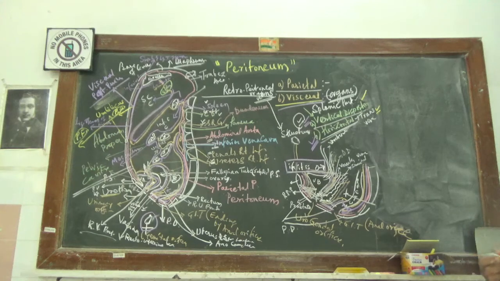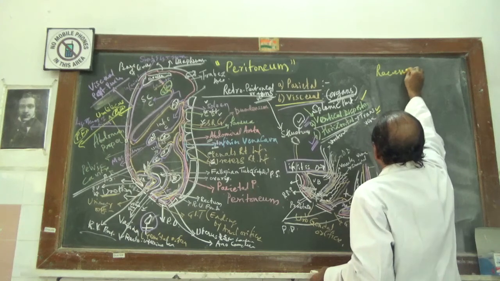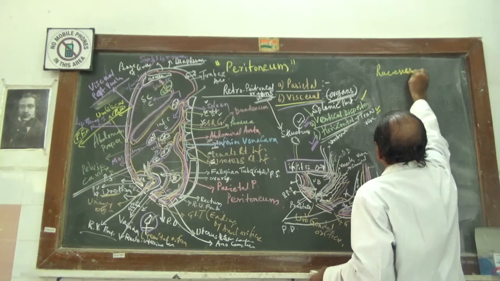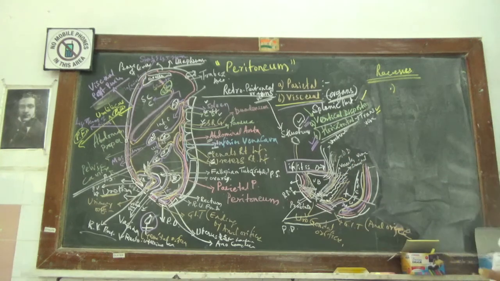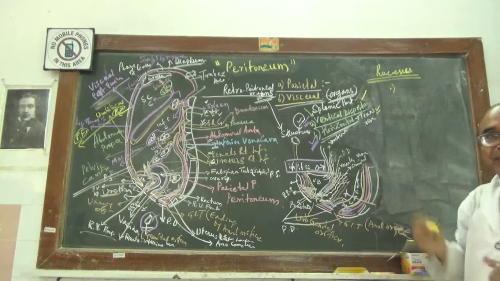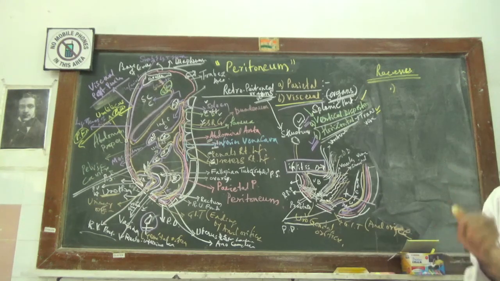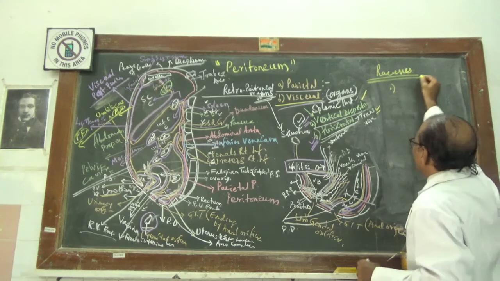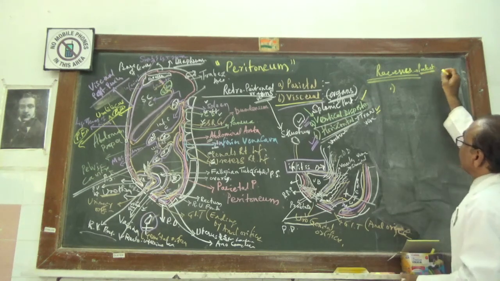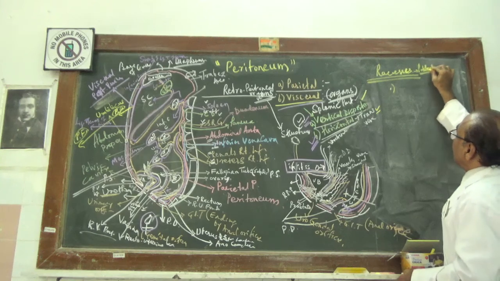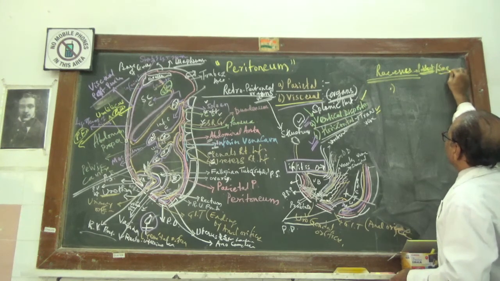How many recesses will the peritoneal cavity have? Now before knowing what the recesses in the peritoneum are, you should know the meaning of a recess. Recesses means they are the pockets. They are the sacs.